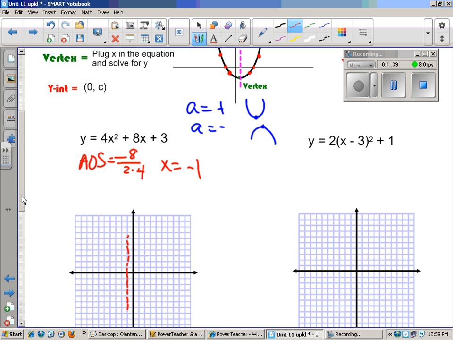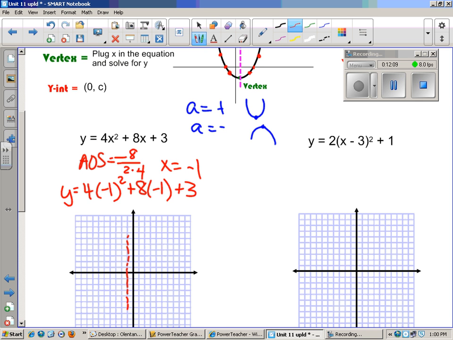If it has to be on the axis of symmetry, then x has got to equal what? Negative 1, right? So if I know x is equal to negative 1, then I can just plug it in and find out what y equals. So y equals 4 times negative 1 squared plus 8 times negative 1 plus 3.